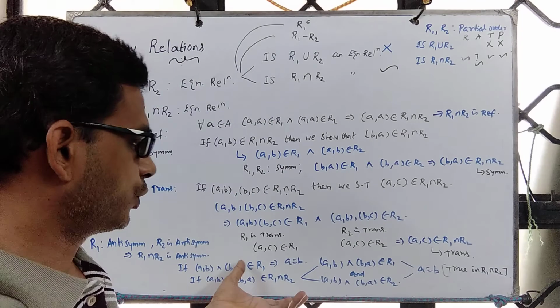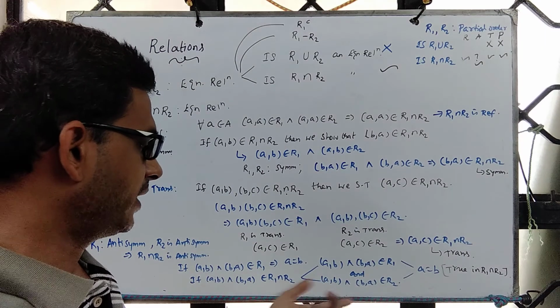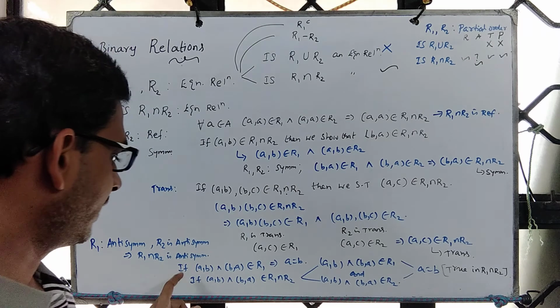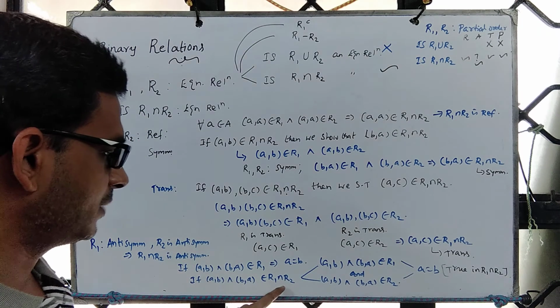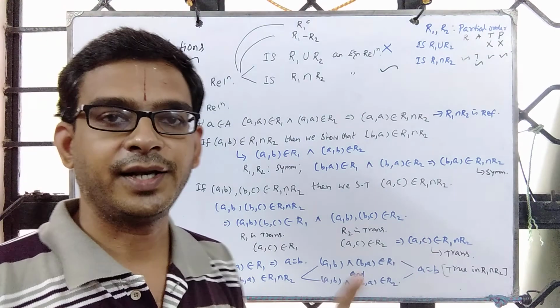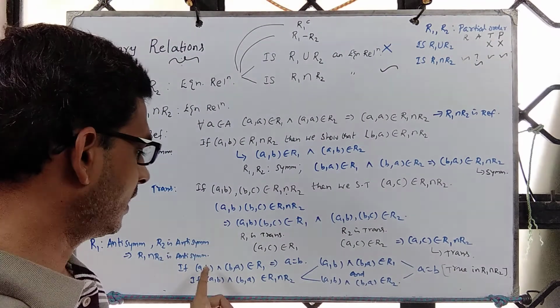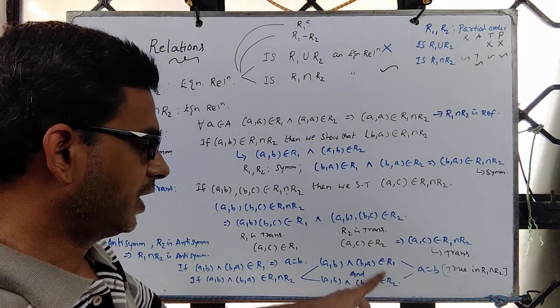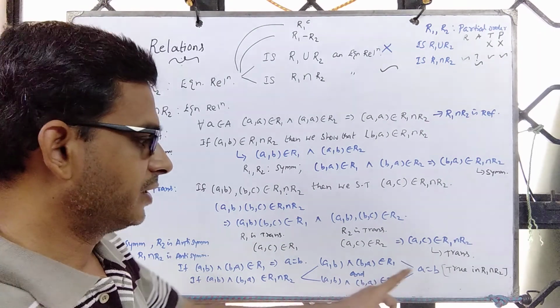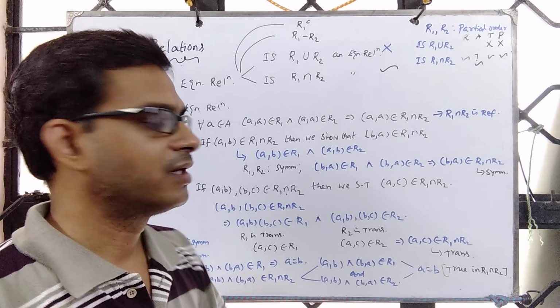Here is a proof to show that it is antisymmetric. To establish antisymmetry, what are we supposed to do? If (a, b) and (b, a) are present in R1 intersection R2, we need to show that a equals b. For that, I make use of the fact that R1 is antisymmetric and R2 is antisymmetric. Therefore, a equals b is true in R1 intersection R2 as well.